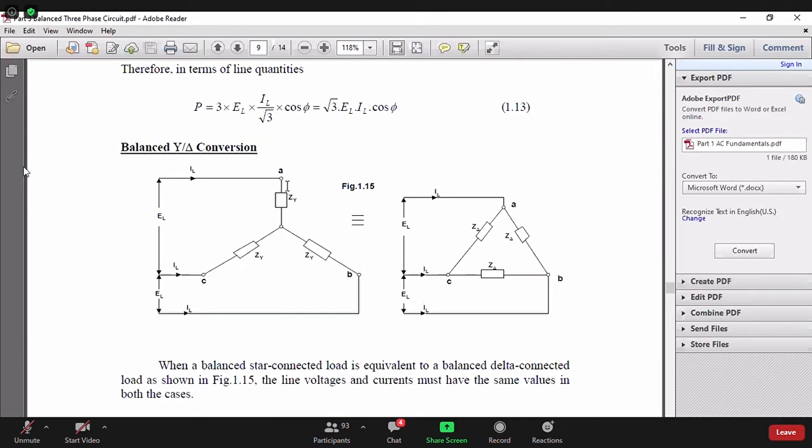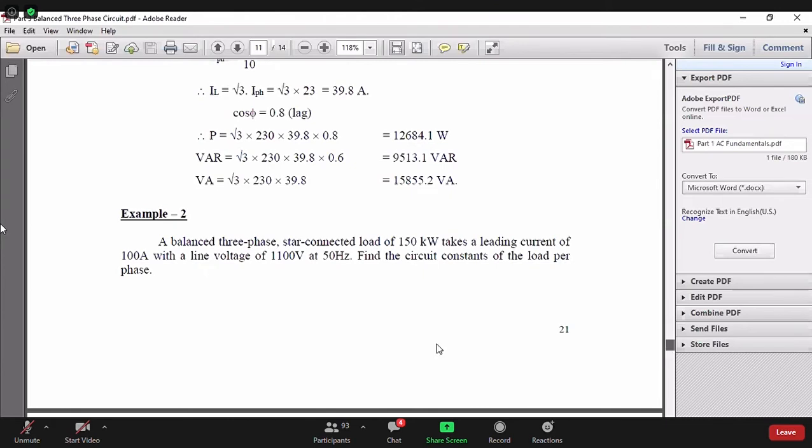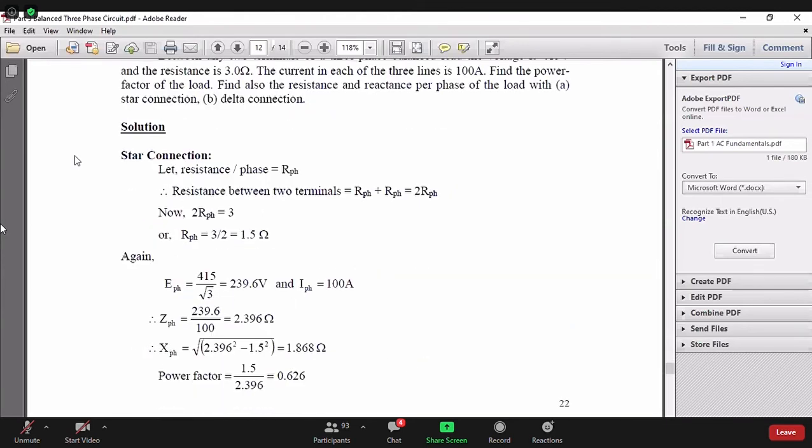That is, it's a series circuit. Here, look at the mouse, it's a series circuit. So it is R phase plus R phase, that means 2 R phase. In delta, it is R phase in parallel with 2 R phase. So when we measure the resistance between any two terminals, in star we get 2 R phase, in delta we get R phase in parallel with 2 R phase. With this knowledge, if you go to that problem, first take the star connection.